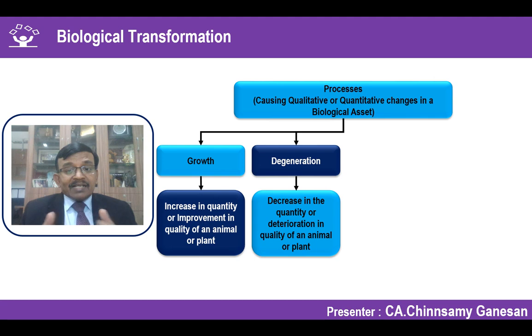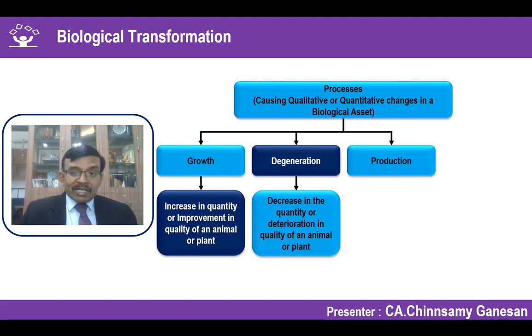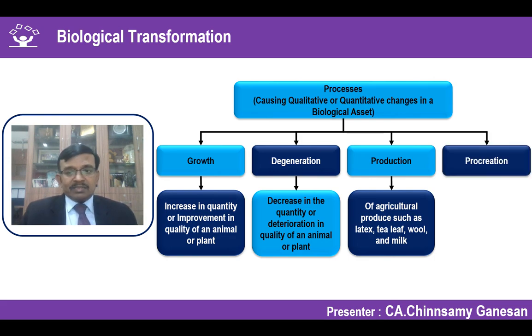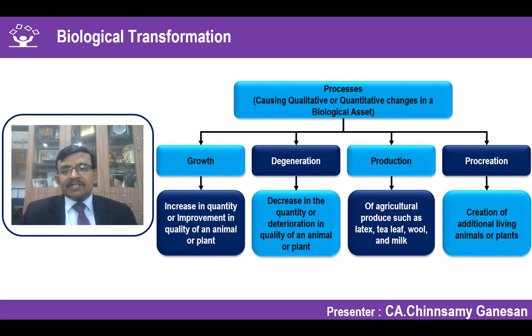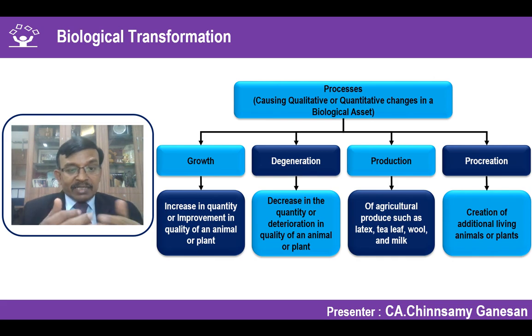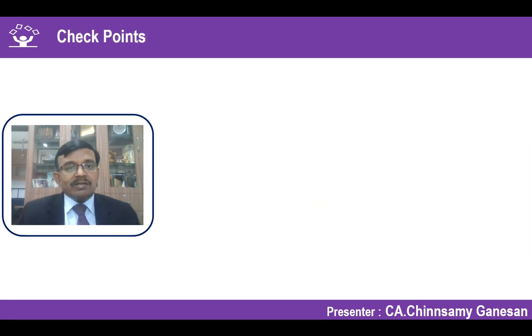Degeneration is a decrease in the quantity or deterioration in the quality. That is also a process which may happen. Production will happen, like latex, tea leaf, wool, milk, whatever. And procreation, that is additional living animals or plants. These are all the processes of agriculture. So for example, in a poultry unit, we are talking about grandparents, and then parents are coming. Parents are giving the layers, or maybe consumable chickens. So it is nothing but an agricultural process which we are talking about.